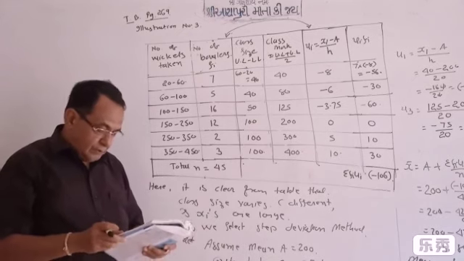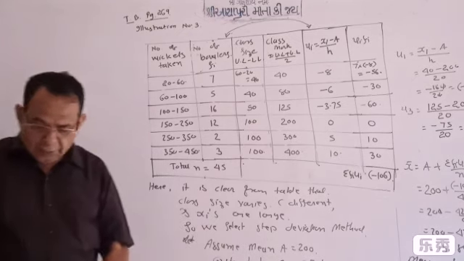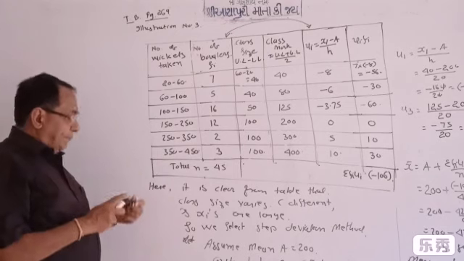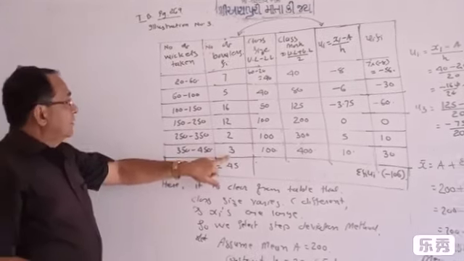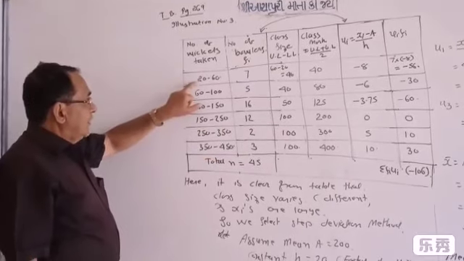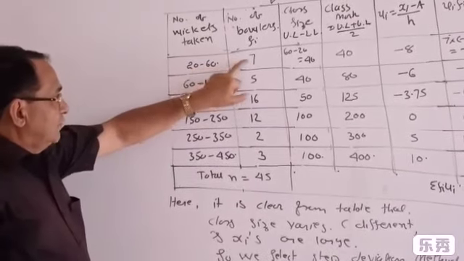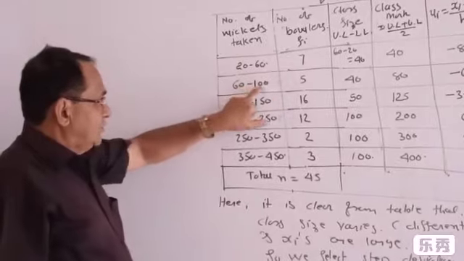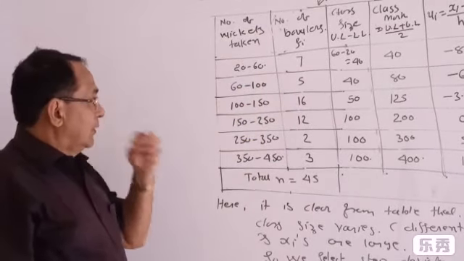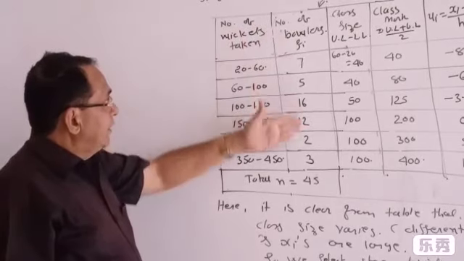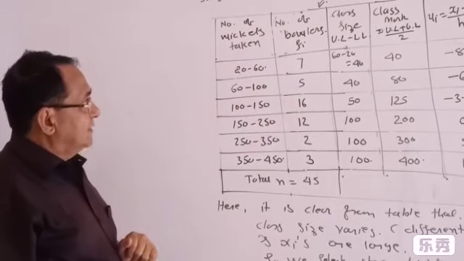What does the mean signify? We are given the classes and the frequencies: 20 to 60 frequency 7, 60 to 100 frequency 5, 100 to 150 frequency 16, and so on. We are given the class and the number of bowlers as frequency.